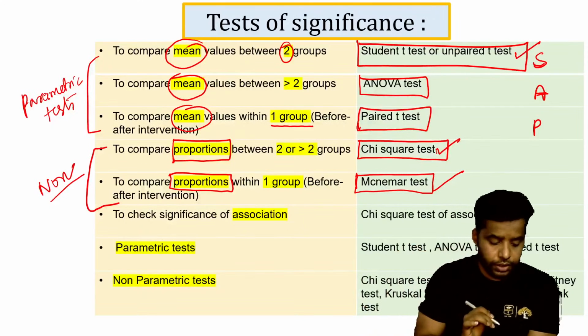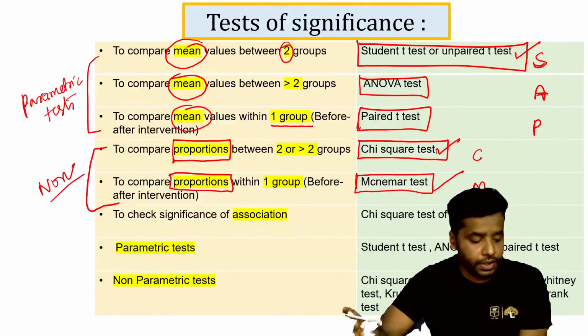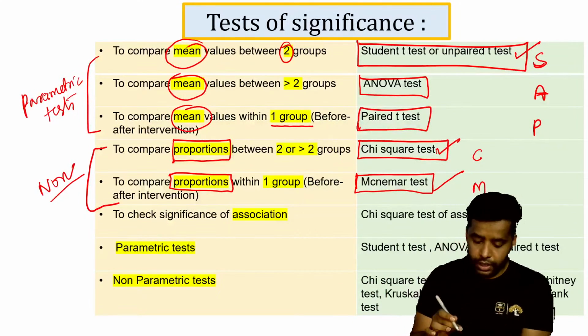So there are two tests to be compared. One is the chi-square test, the other is the McNemar test. Remember the mnemonic CM, Chief Minister, used to compare proportions.